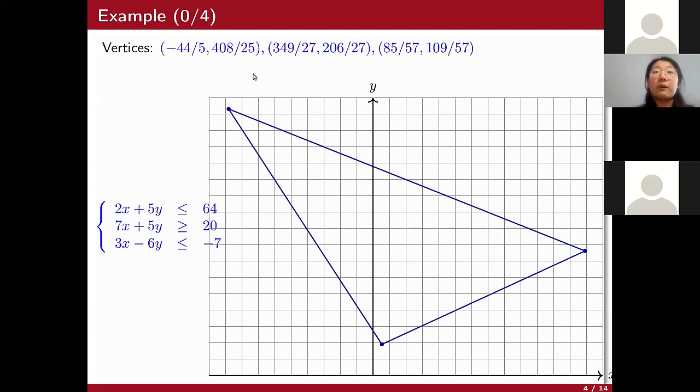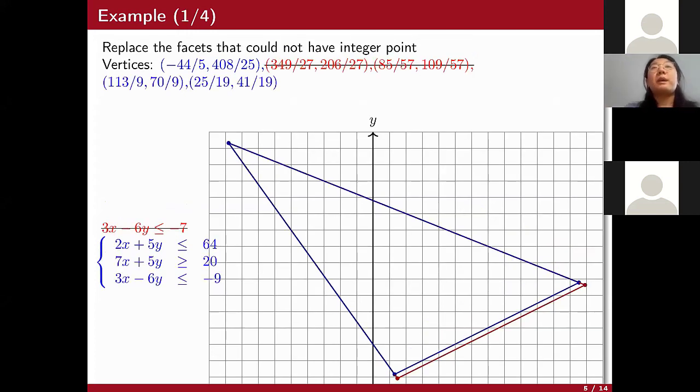Our first step is a pre-process. As you can see, if we see this relation as a line rather than an inequality, there's no integer solution to 3x minus 6y equals minus 7. So there's no integer solution to this equality. First of all, we replace any of the facets that have this type of feature, which means there's definitely no integer point on them.